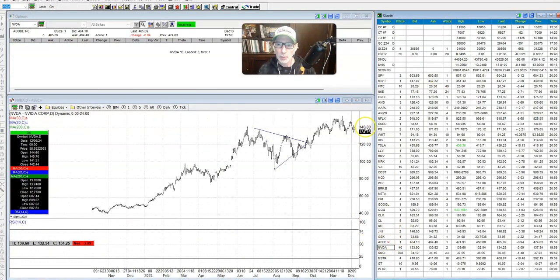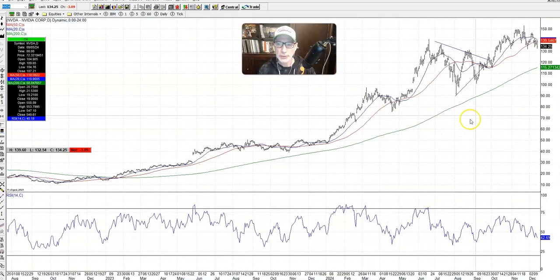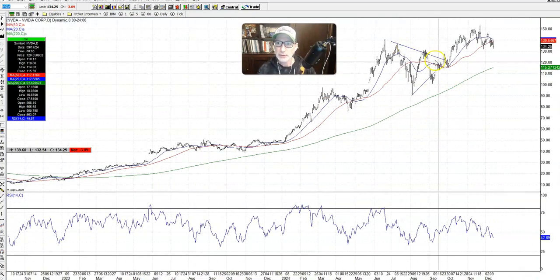NVIDIA, one of the darlings over the last couple years. Here was that congestion pattern, blasted out. Now it's sitting right on support at the 50-day moving average. It needs to hold here. It needs to hold and start to move back up again, or else it's going to start moving down towards the 200-day moving average. Keep an eye on NVIDIA.